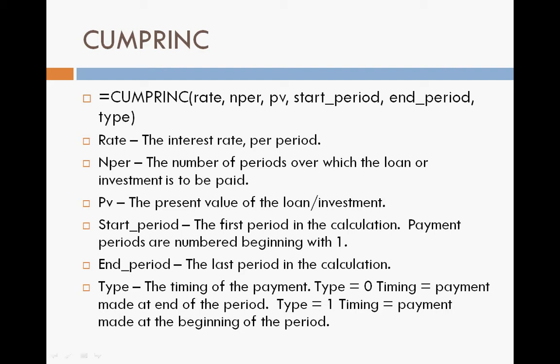The start period is the first period in the calculation. Payment periods are numbered beginning with 1. The end period is the last period in the calculation. And the type is the timing of the payment. Type equals 0: payment made at the end of the period. Type 1: payment made at the beginning of the period.